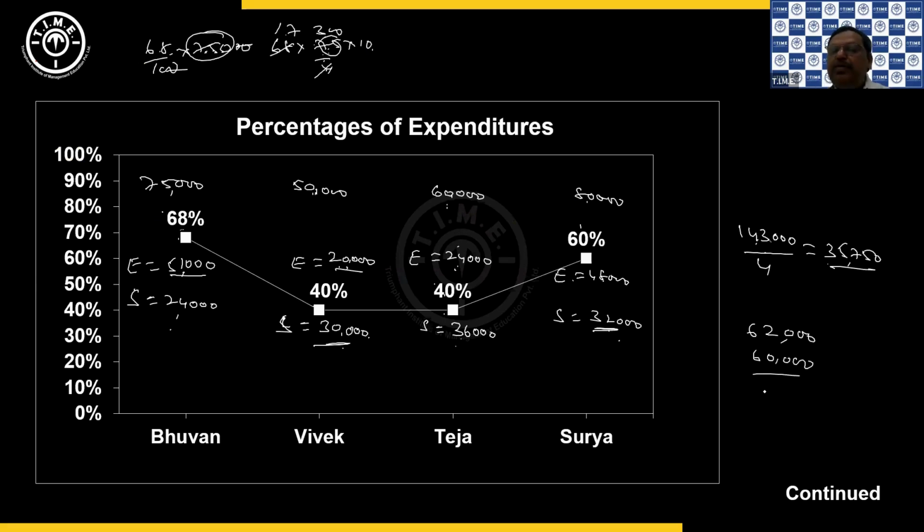Students, if you look at how much more, 2,000 more than 60,000. 2,000 by 60,000 is, students, 1 by 30. You know 1 by 3 is 33.33%. 1 by 30 will be, students, 3.33%.